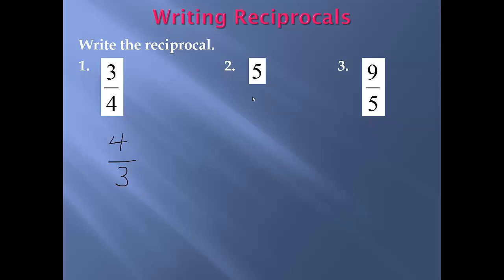For number two, we have a whole number. We have 5. So our first step is to make this a fraction. If we want to convert a whole number to a fraction, we will write the whole number as the numerator, and then we will write a 1 for the denominator. We still have 5. Now we need to invert our fraction, so we need to flip it over. So the 1 will become the numerator, and the 5 will then become the denominator.